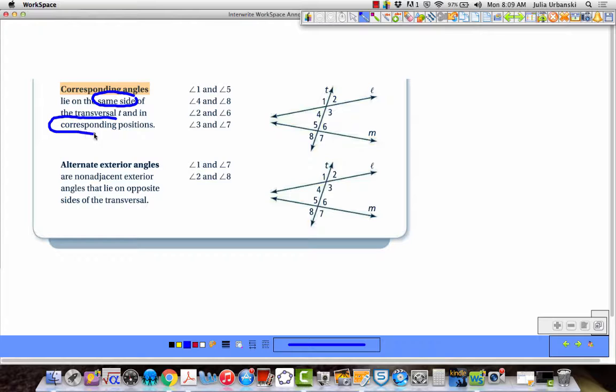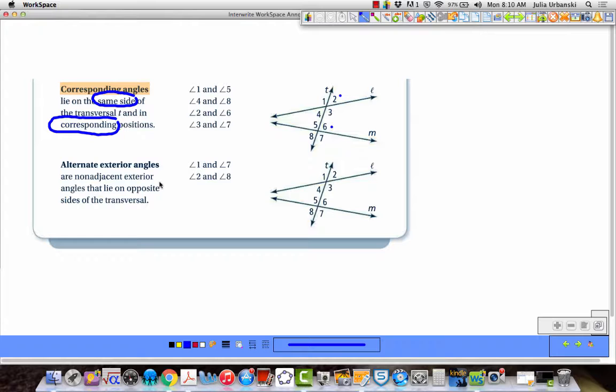That means matching positions. So like if this one's on the top right, find the one that's on the top right at the other section right here. What's the top right one? Up here it's 2. When you go down here, what's the top right angle? 6. So it'd be those two are corresponding angles. And we'll go over this more in the notes. This is just the definitions.